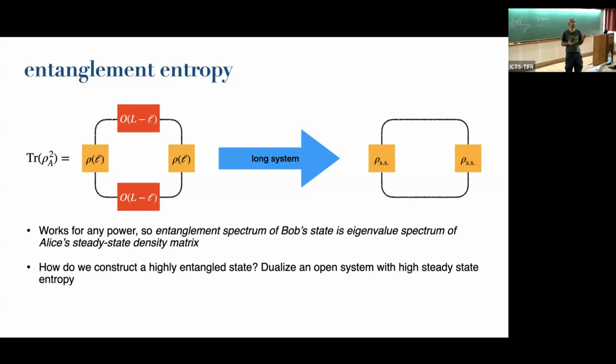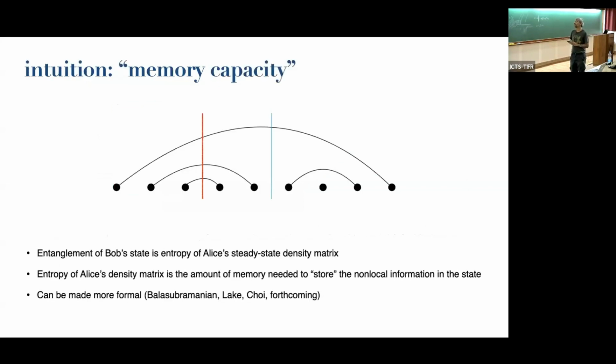Which kind of makes sense, because the steady state density matrix keeps track of how much information is being stored in the bond space. Okay. And so this construction tells you if you want to construct a highly entangled state this way, you need the steady state density matrix to be something with a lot of entropy.